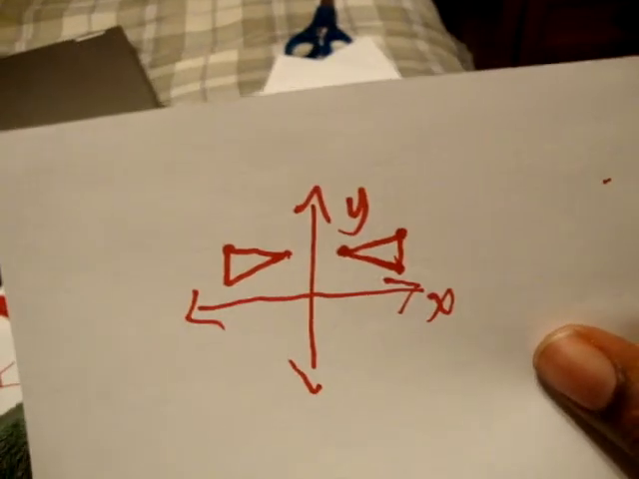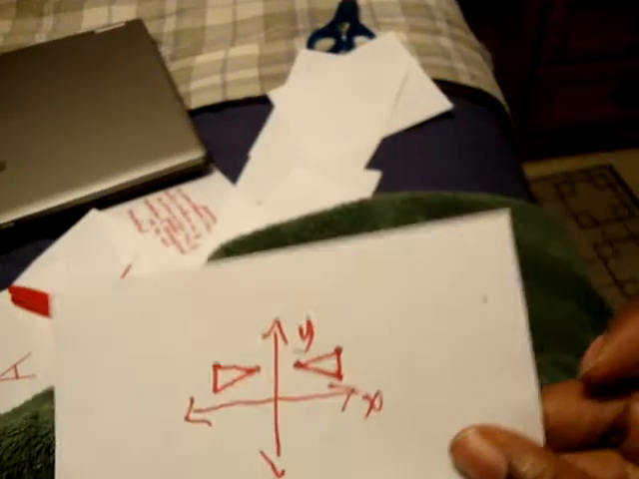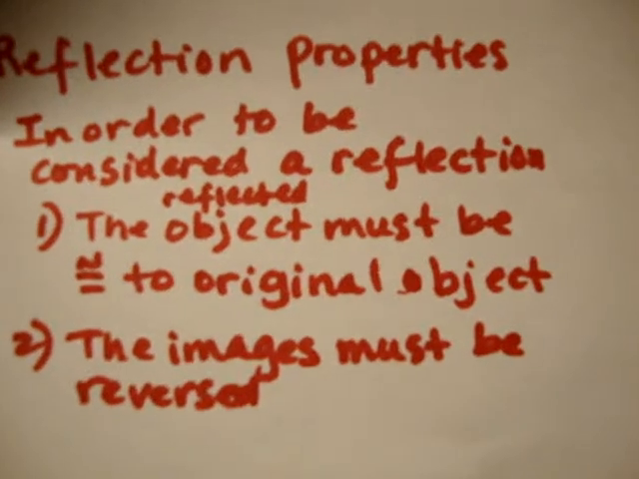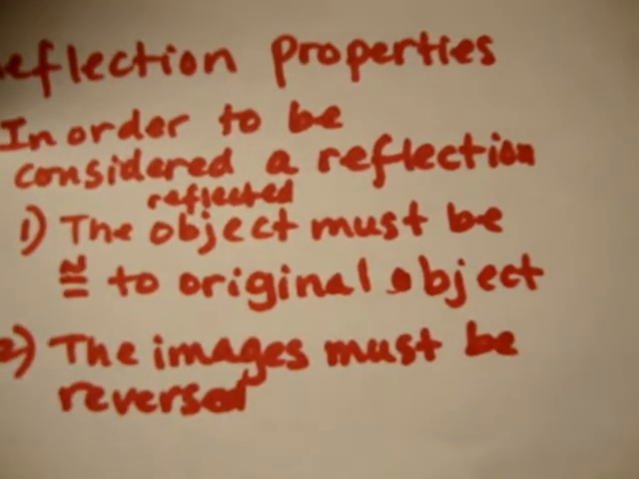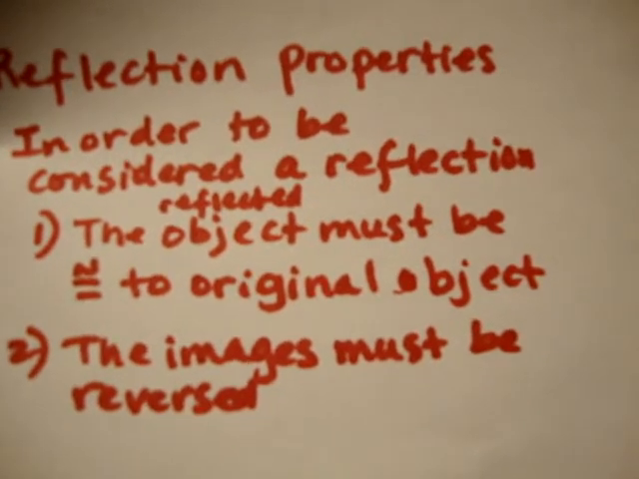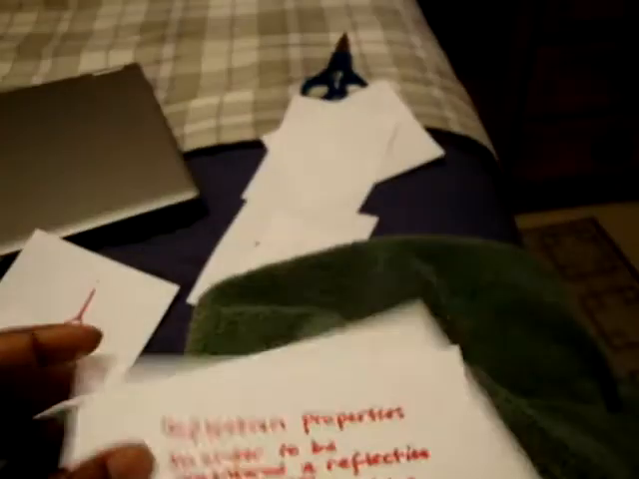Now, you know Miss Nelson can't draw, so remember, for you to be a reflected object, you must fit these properties. The reflected object must be congruent to the original, so make sure that it's congruent, and the images must be reversed. There is an assignment attached to this, so you all have to make sure you do that assignment. You can do that assignment after you finish today's assignment.